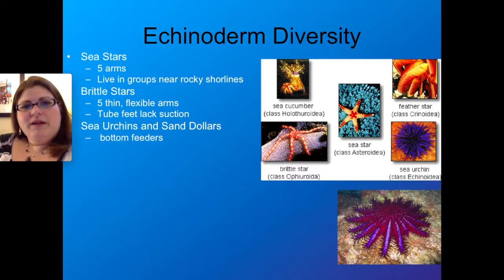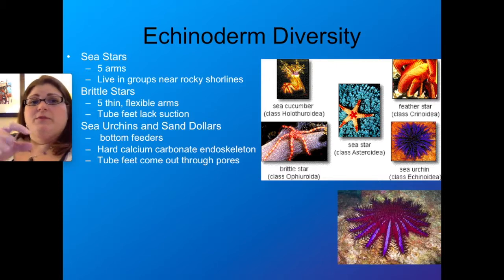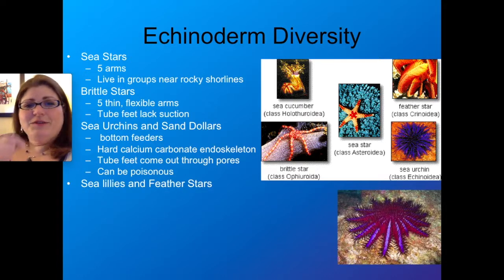Sea urchins and sand dollars you're probably familiar with, especially sand dollars if you've ever been to the beach where they have seashell stores. They tend to be bottom feeders. And what's cool about them, the reason why we can find them at seashell stores, is because they have calcium carbonate endoskeletons, and that calcium carbonate survives after they die. And so we can have that nice skeleton, if you will, of them. Their tube feet come out through little tiny pores, so if you were to just go pick up a living one, you wouldn't necessarily see the tube feet. I don't recommend that because, of course, they can be poisonous.